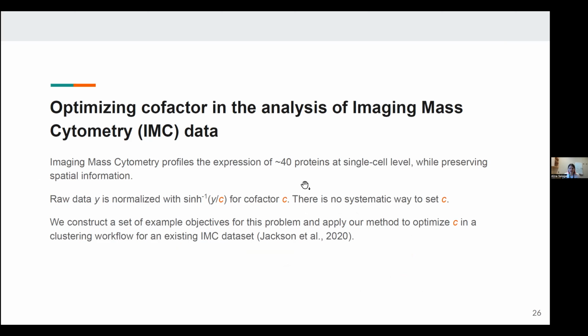It's still a new technology, and there is no systematic way to set C. With the same considerations, it is plausible that different values of C could lead to better dissection of clusters and separation of similar cell types for different data sets. So as one of the contributions of our paper, we construct a set of example objectives for this problem, and we apply our method to optimize the cofactor C in a clustering workflow for an existing IMC dataset that was published in 2020. This type of IMC data also typically gets clustered to recover cell types.